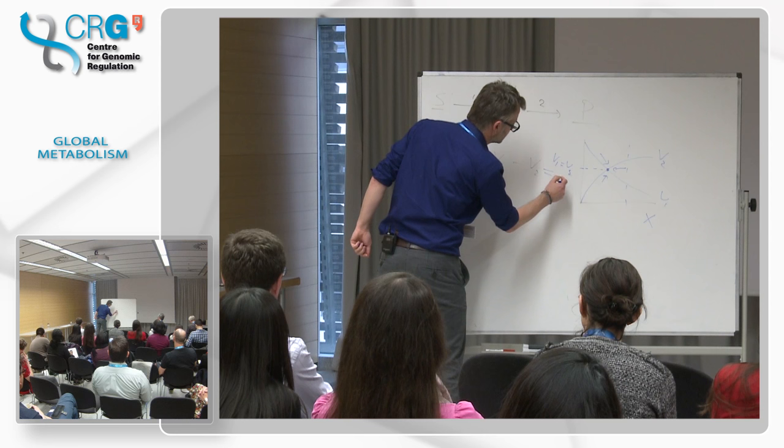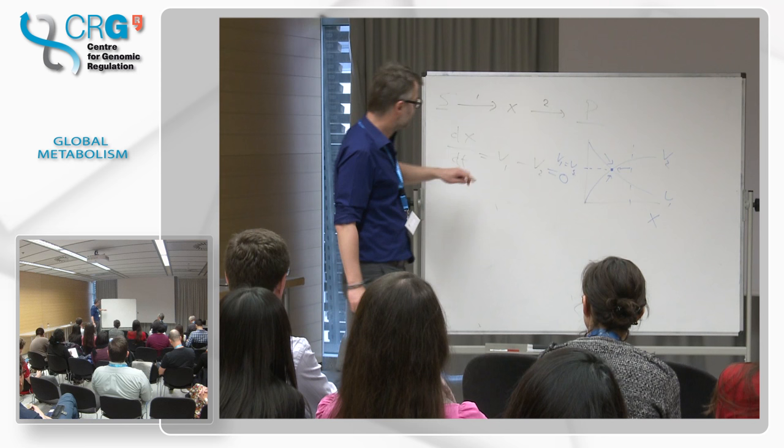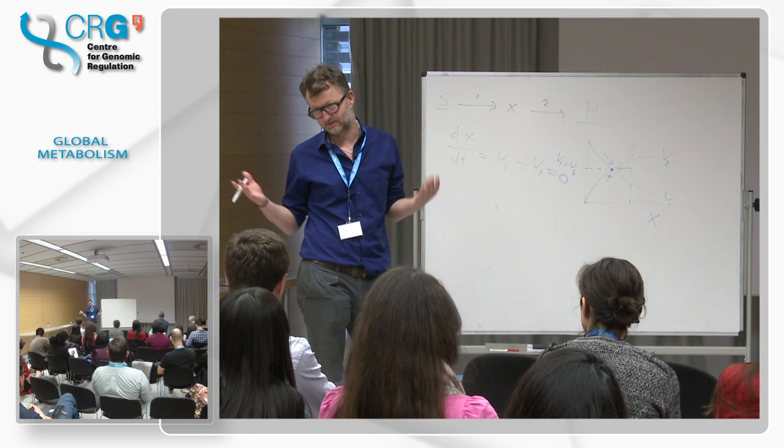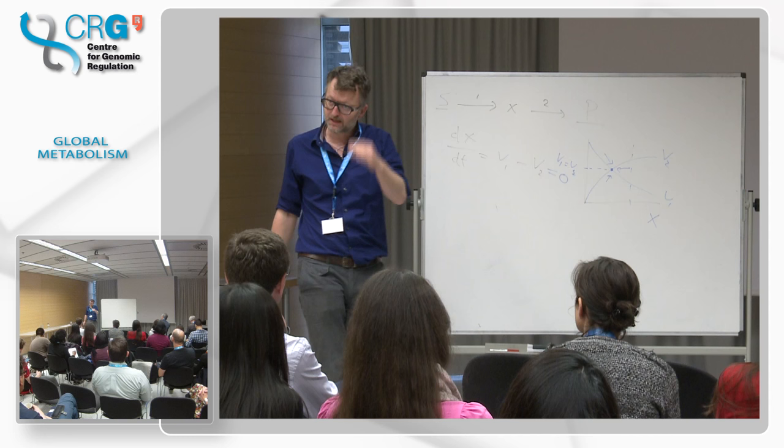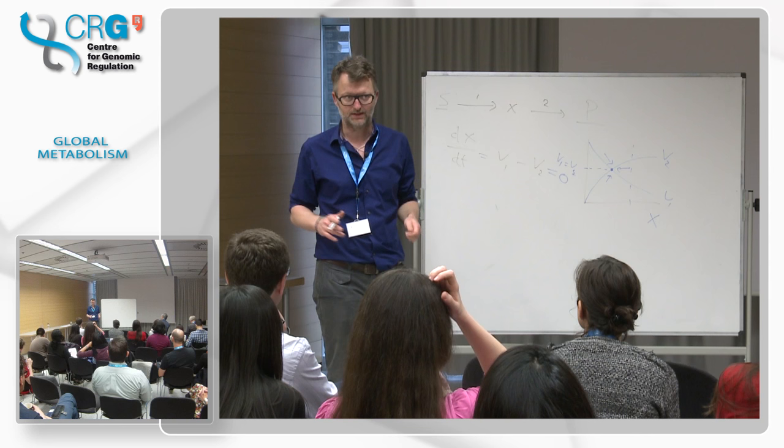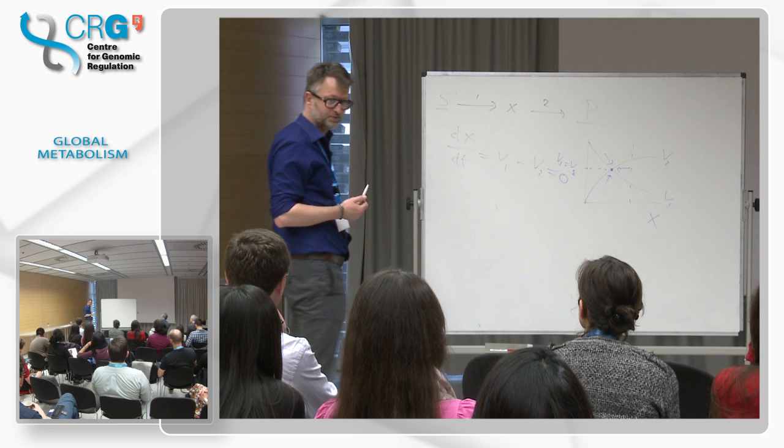Right? And we just say, okay, these things should balance. So the first thing that you do is what we call mass balance. For every internal metabolite, we have a balance. And they are all zero, so we're in steady state. And now, of course, we get, instead of this picture, a different type of picture, which is now in flux space.